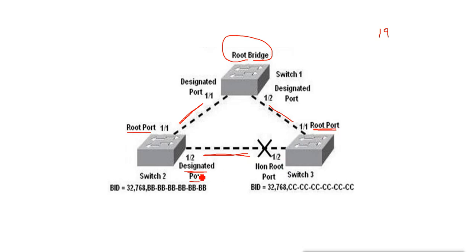Otherwise this port can become a looping port and it can create a loop. Now in this topology, what happened here? Switch 2 says this port is my designated port. And switch 3 says this port is my designated port. But we have to block one of these ports to disable the looping.